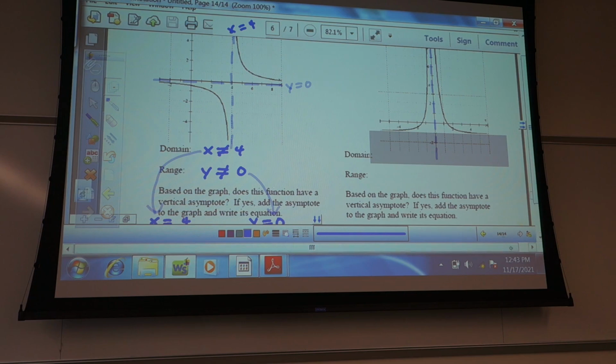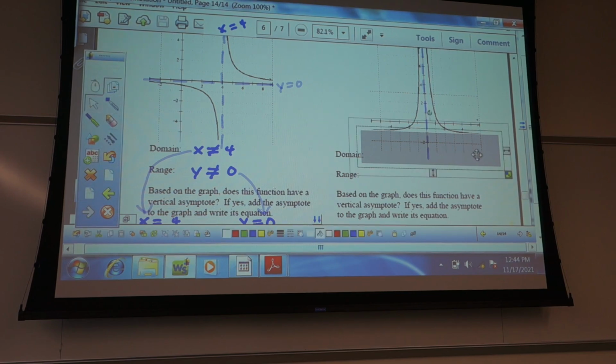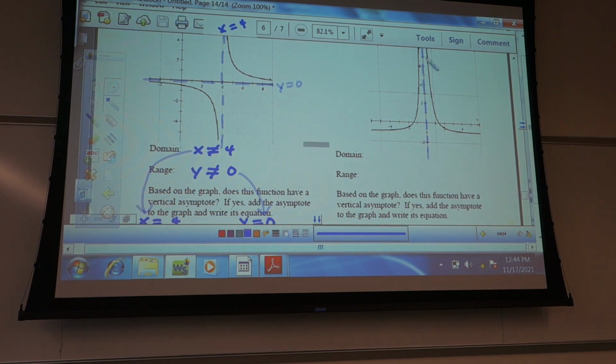Okay, now the one on the right is a little bit stranger. I kind of blacked out what it can't be, but that might be more confusing. I'll get rid of that, move it over here. Okay, so what's my domain? What can x not be? 0. X can't be 0.